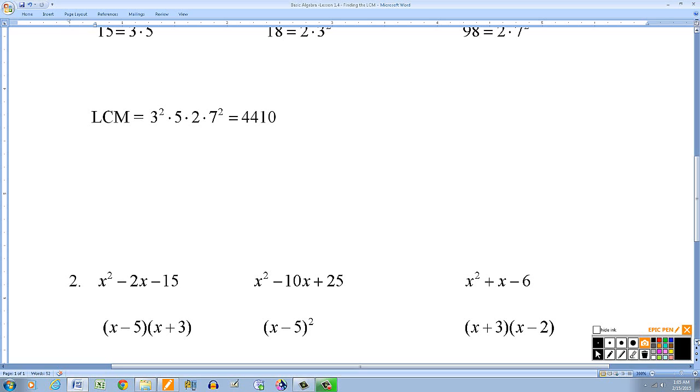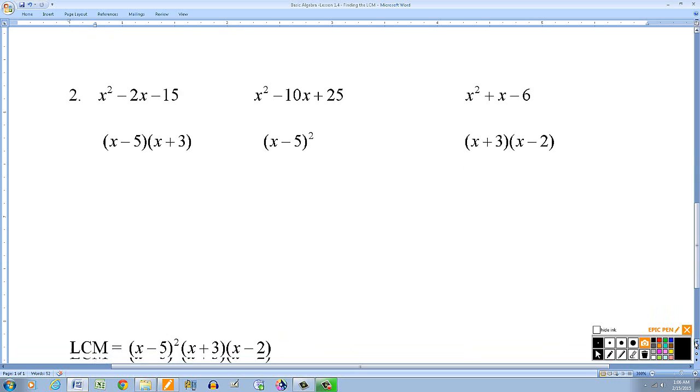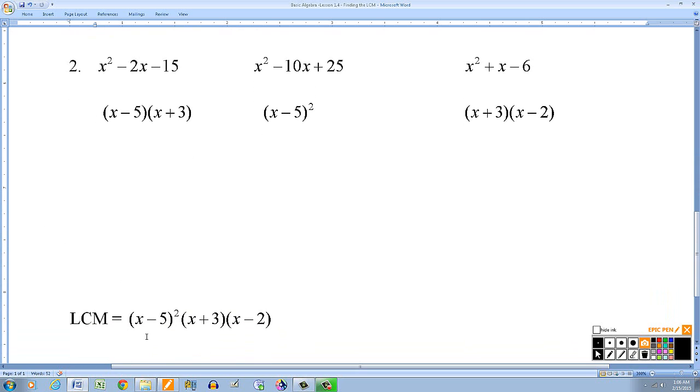So then, following the procedure that I just outlined for numbers, it's the same thing. Your LCM is going to have a factor of x minus 5. It'll have a factor of x plus 3. It'll have a factor of x minus 2. And the power on each of those factors will be the largest power that appears in any of the factorizations. Well, all of them have powers of 1 except the x minus 5. So that should be a power of 2. So for your LCM, you're going to have x minus 5 quantity squared times x plus 3 times x minus 2.